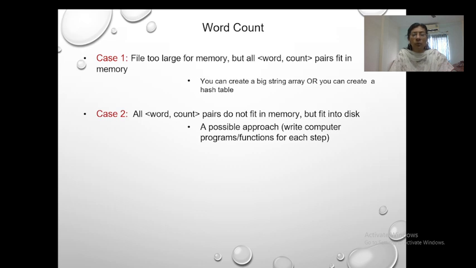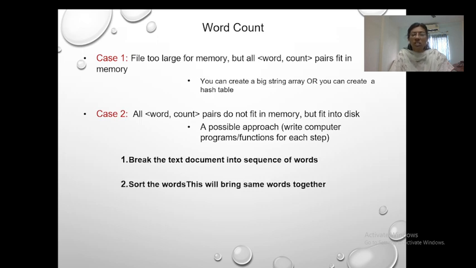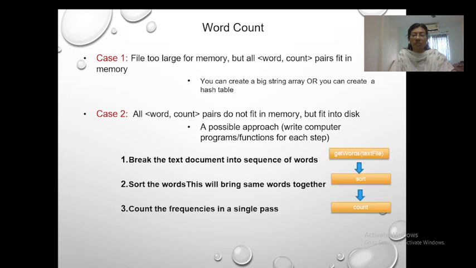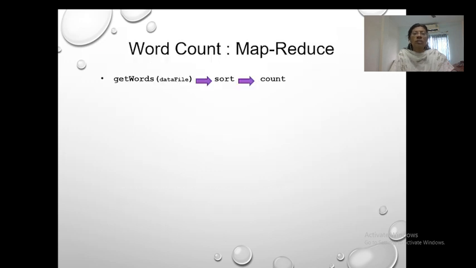A possible approach would be to write computer functions or programs for each step. That is, break the text document into a sequence of words, sort the words, which will bring the same words together, and the third step would be to count the frequencies in a single pass. So case 2 captures the essence of MapReduce.